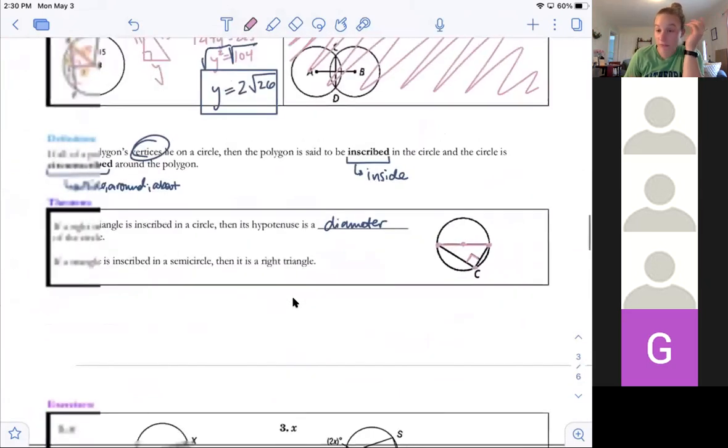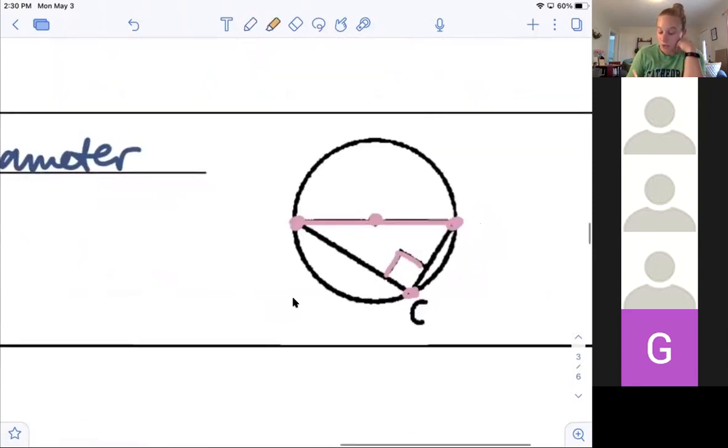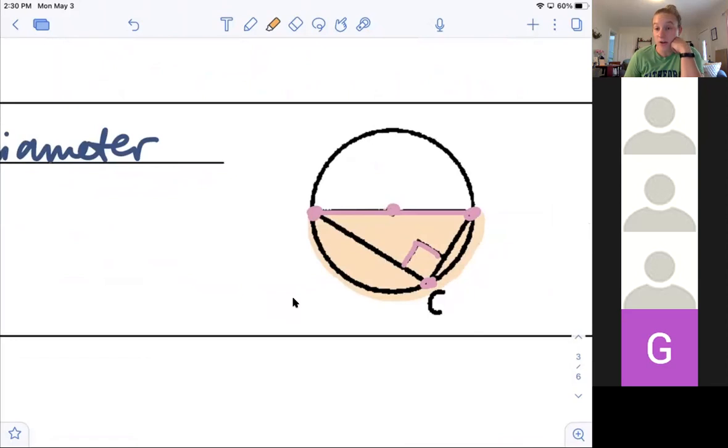Now, this theorem goes hand in hand with this one. It says if a triangle is inscribed in a semicircle, then it's a right triangle. So if I cut my circle in half and I just have this half a circle, and I have a triangle inscribed in this, then it has to be a right triangle. The only way for it to work is for both of its edges to be on the circle, and the bottom of it becomes my diameter. And then wherever else this point goes, it's still going to be a right triangle.